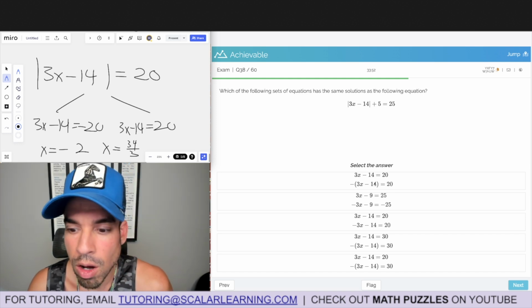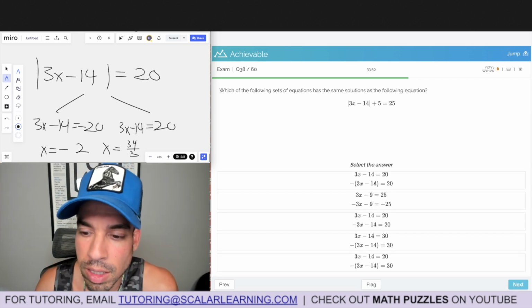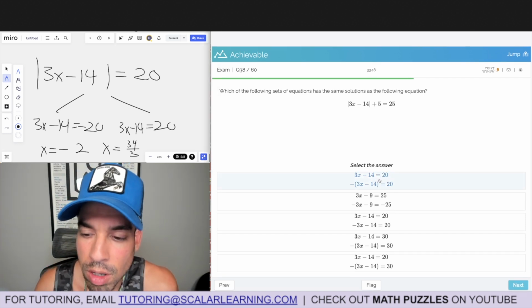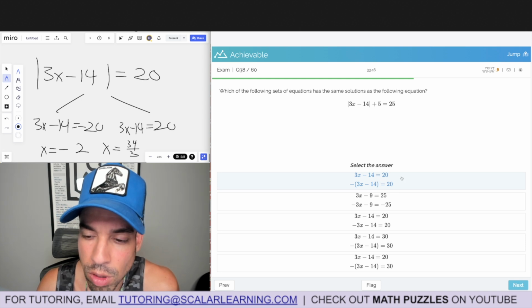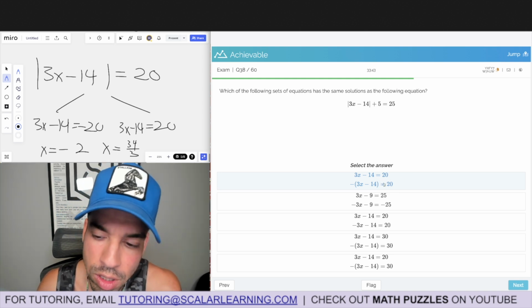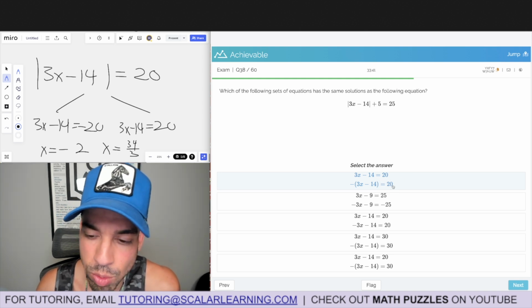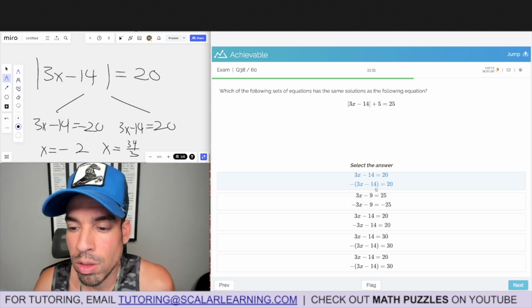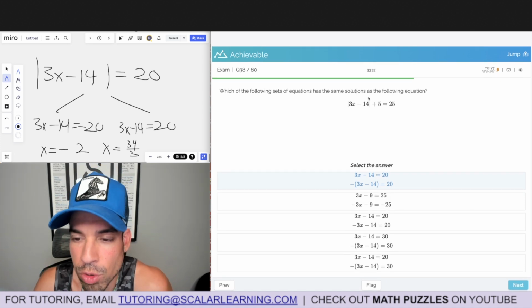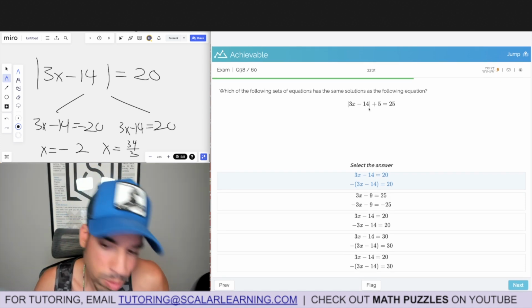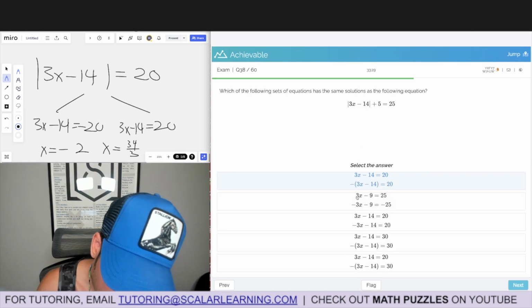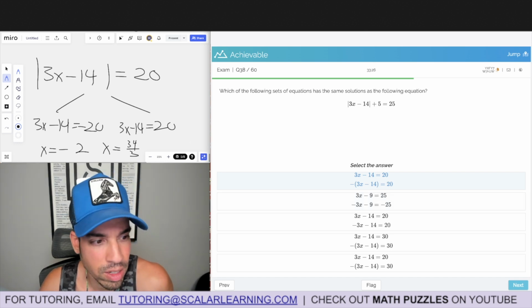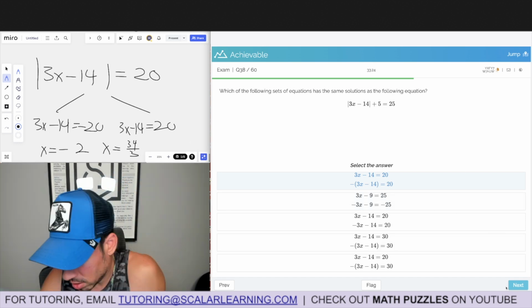Okay. Oh, I get what they did. It's this. It's the top one. 3x minus 14, because that gives me the 34 thirds. And then this gives me the negative 20. This gives me the negative 2, negative 6. Yeah, it's this one. Because basically what they're trying to test here is how you solve an absolute value problem. You split it into two equations. One, you keep it the same. The other one, you negate it, right? Here I negated the 20. They negated the left side, but it's the same principle.